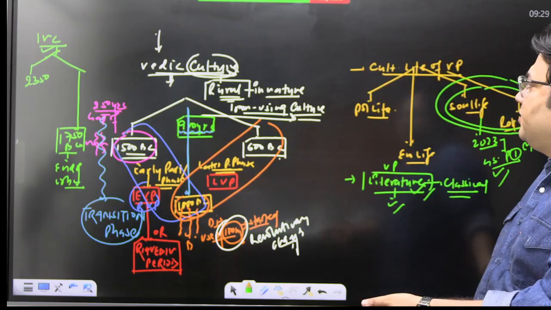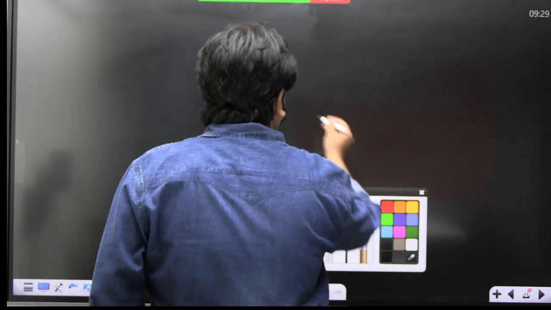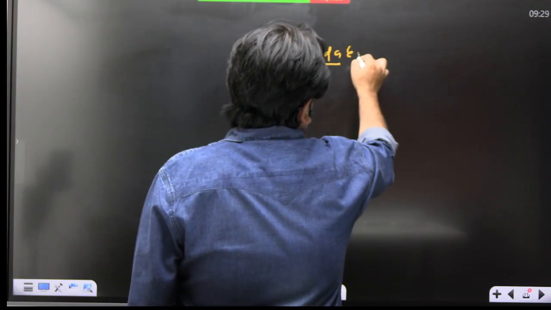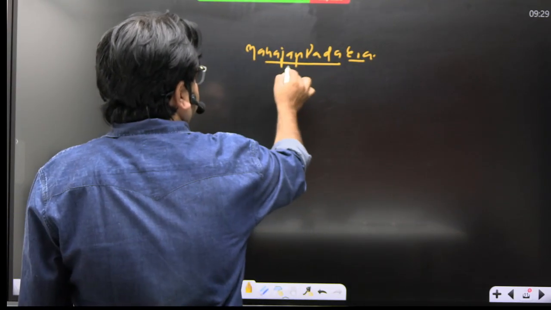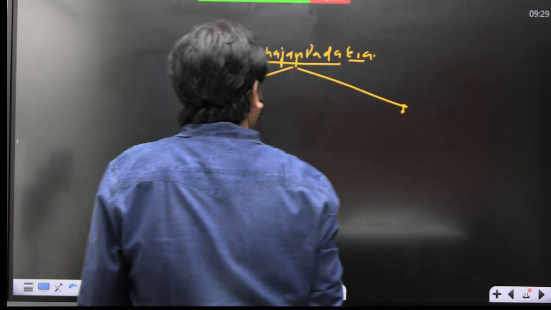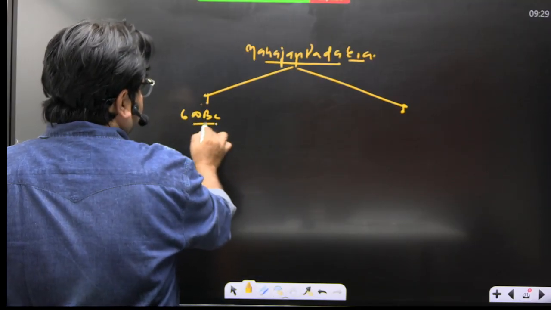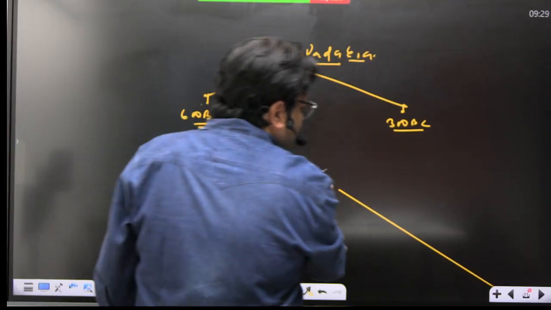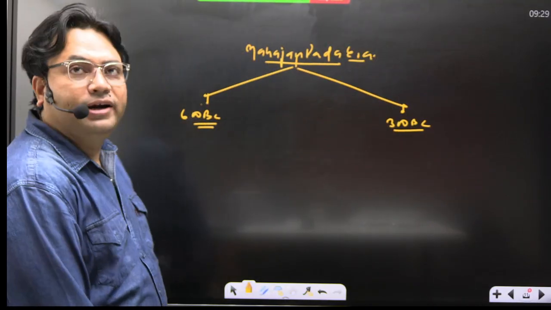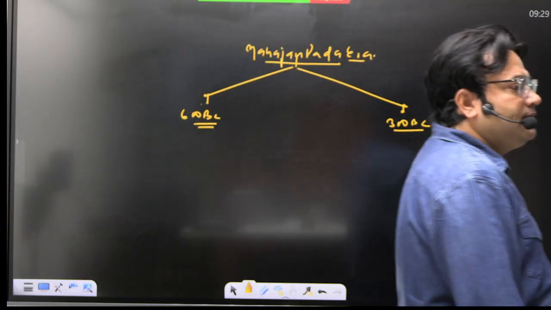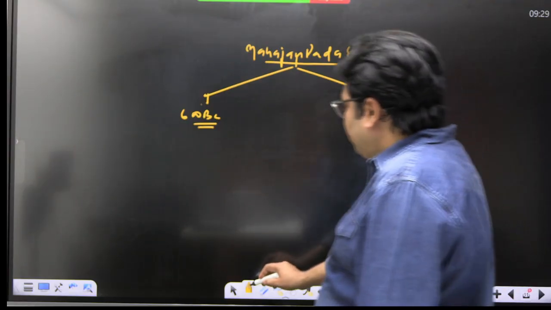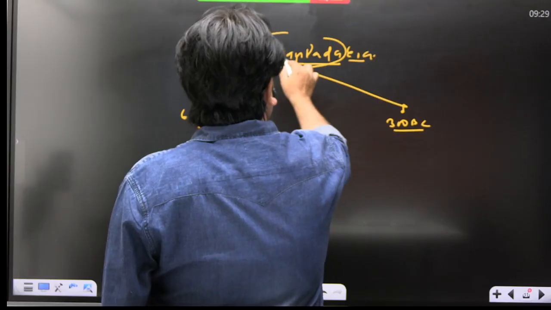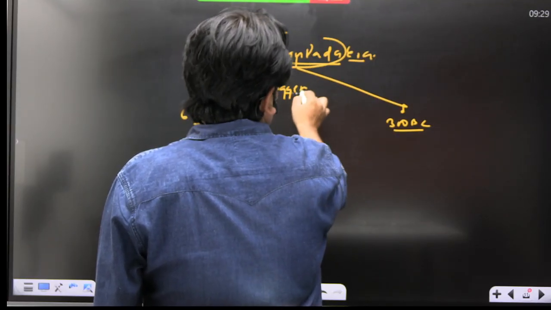Now, the next chapter is the Mahajanpada era. Write this down. The time period of this phase of history is 600 BC to 300 BC, almost 300 years. Here we are using the word Mahajanpadas. The word Mahajanpada is used for bigger states.